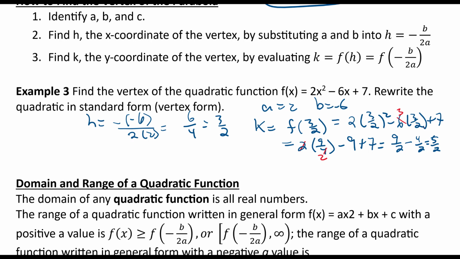Okay, so the pieces are all here. We see our a is 2, as we already identified. So our f of x is going to be 2 times x minus our h, our h was 3/2, squared plus k, which is the 5/2.